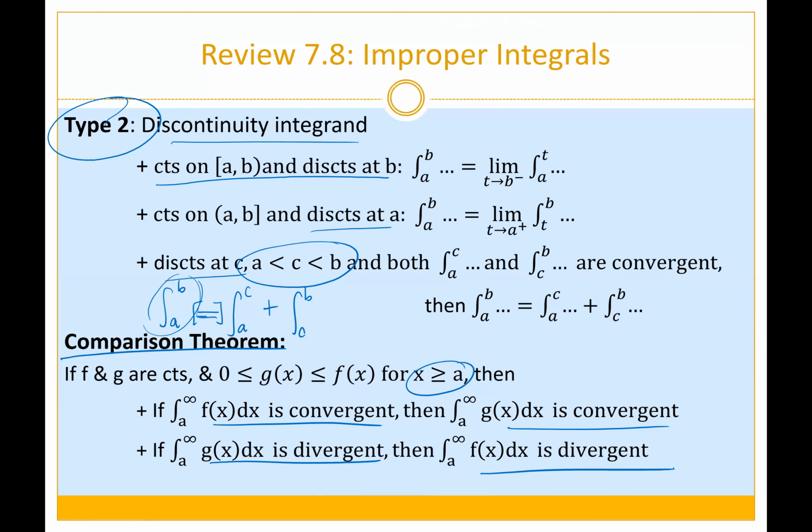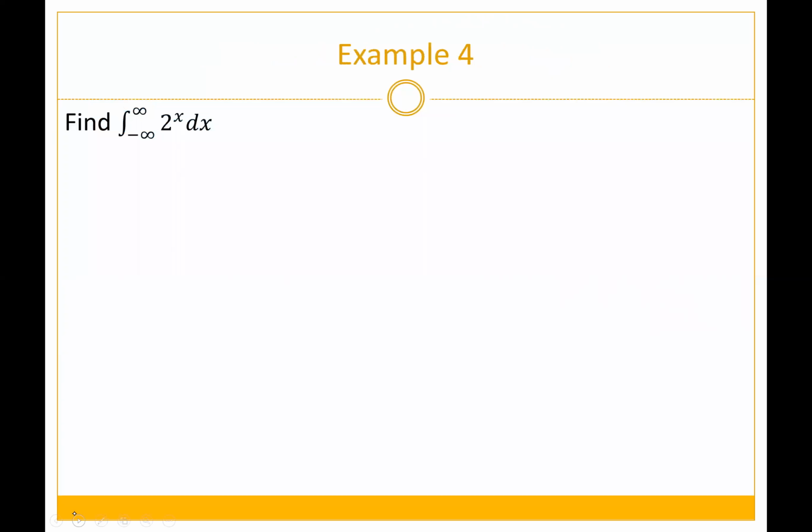So it kind of makes sense. If the big function is convergent, the smaller one has to also be convergent. But if the smaller one is already divergent, the big one, of course, is going to be divergent. Now, having said that, let's jump into the examples to make it clearer.